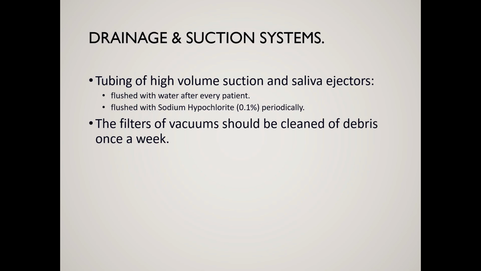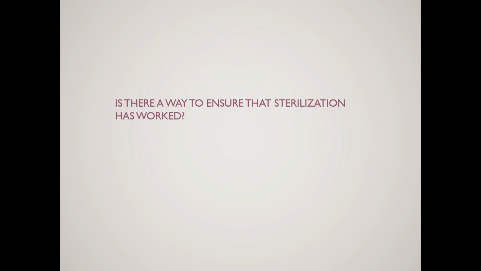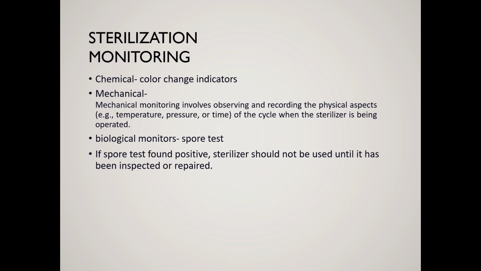Drainage and suction system: tubing of high volume suction and saliva ejectors, how can we sterilize that? We can flush with water after every patient, or we can flush with sodium hypochlorite 0.1% periodically. Other than that, the filters or vacuum should be cleaned of debris once a week. Is there a way to ensure that sterilization has worked?